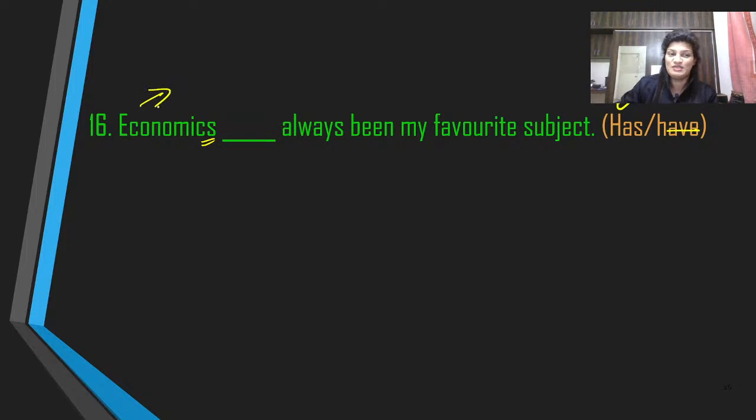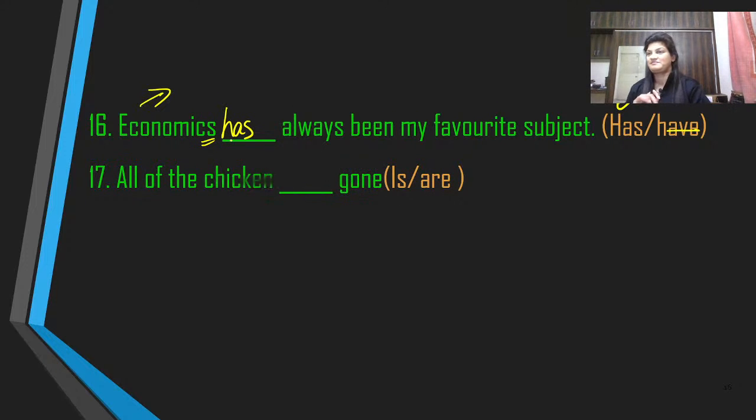Economics is not a plural subject. It is, in fact, just the name of a subject. Hence, it is a singular subject. And that is why the verb that we are going to pick is "has". That's correct. Next one, guys.